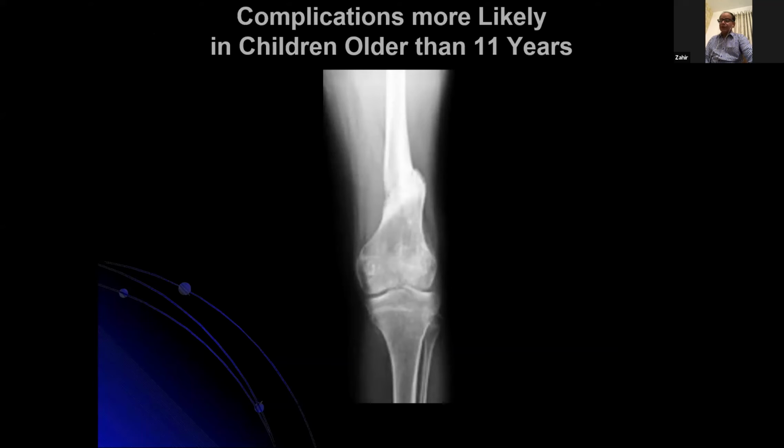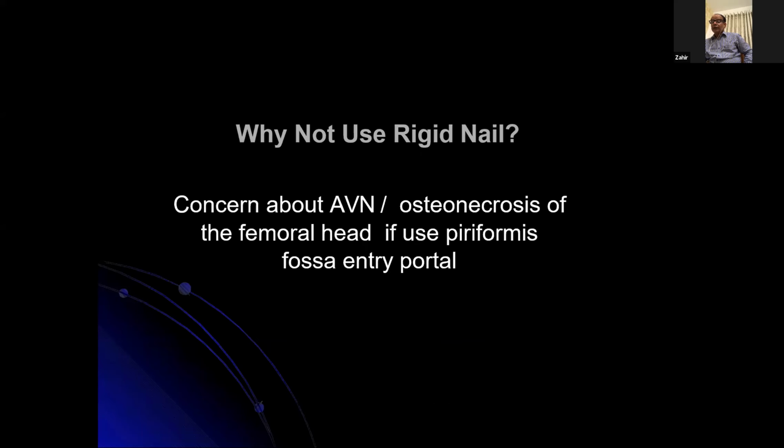Another complication is in children older than 11 years. In this way the femur is united in malunion, as shown here in the picture. Why not use a rigid nail? A rigid nail is not used because of concern about AVN, avascular necrosis of the femoral head, if it is used through the piriformis fossa.